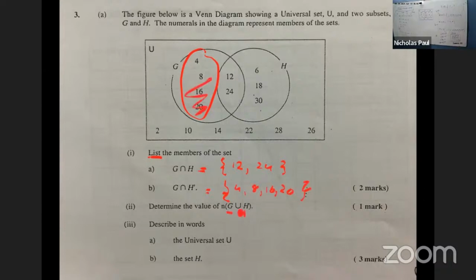Count all the elements. And again, 1, 2, 3, 4, 5, 6, 7, 8, 9. Number of elements, 9. Everybody okay with that? Yes, sir.